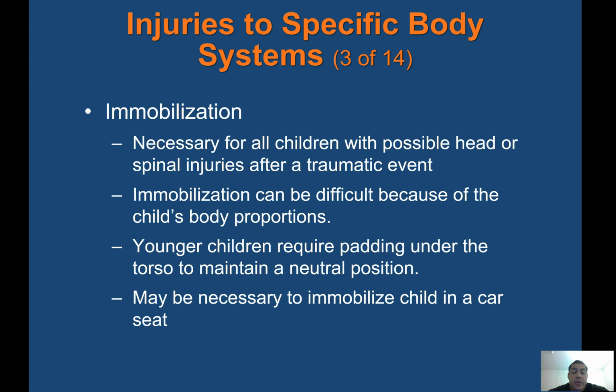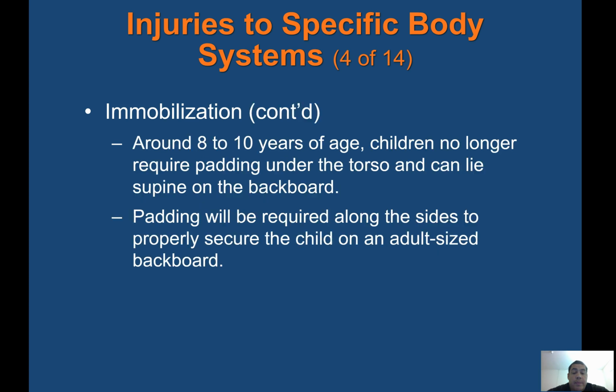Immobilization is necessary for all children with possible head or spinal injuries after a traumatic event. Immobilization can be difficult because of the child's body proportions. Younger children require padding under the torso to maintain a neutral position. It may be necessary to immobilize a child in a car seat. Around 8 to 10 years of age, children no longer require padding under the torso and can lie supine on the backboard. Padding will be required along the sides to properly secure the child on an adult-sized backboard.